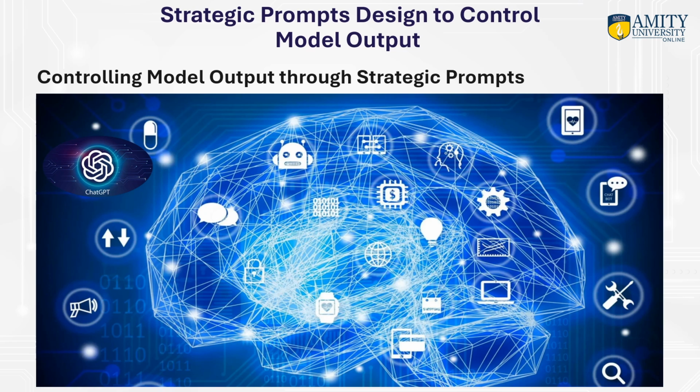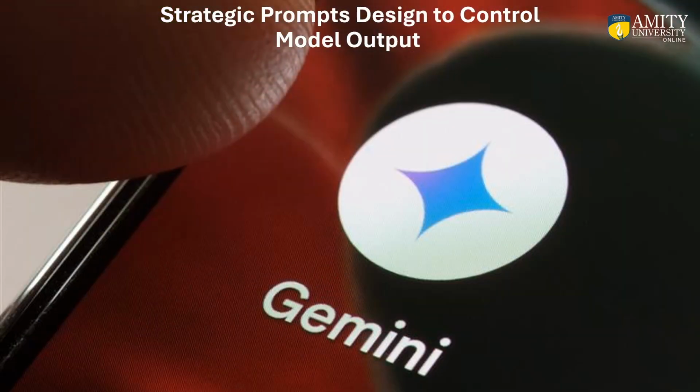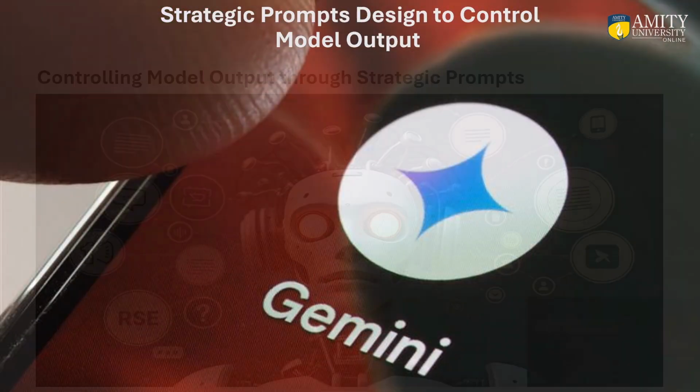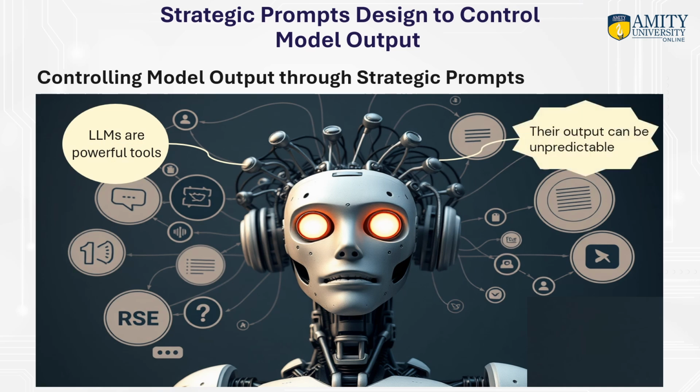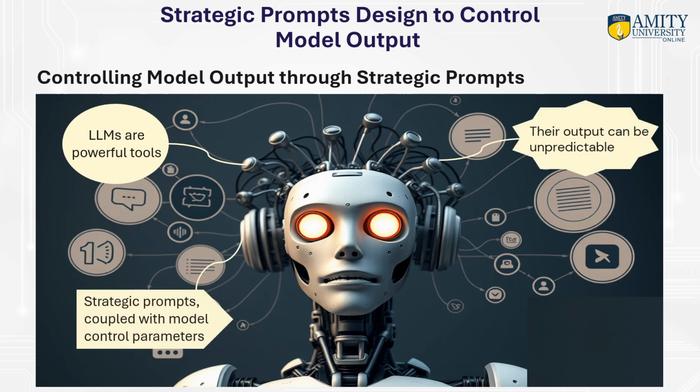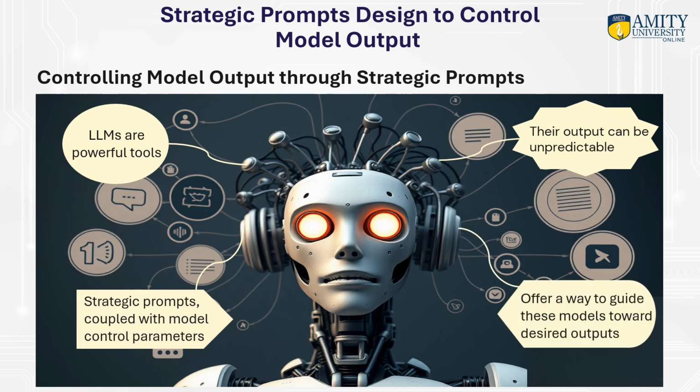So we know that large language models, LLMs, like ChatGPT and Gemini, are all language models. These are powerful tools, but their output can be unpredictable. If we have strategic prompts coupled with these models to control the parameters, they can offer a way to guide these models towards your desired output. Now, here is the breakdown of how to achieve this.